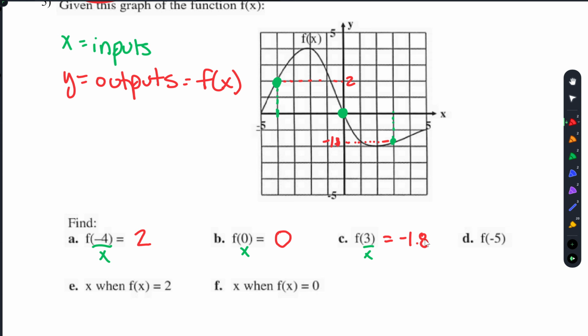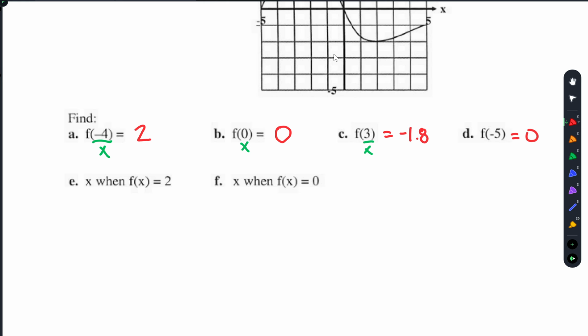And then lastly, f of -5. I go all the way over here to the -5 column. It touches the graph right there. Again, our y value up and down is 0. Let me erase my markings. Now we're going to go backwards for E and F. Notice the difference. I am no longer given what the x value is. It says find x. So I'm not starting on the x-axis. I am starting where my output, my y value, equals 2.